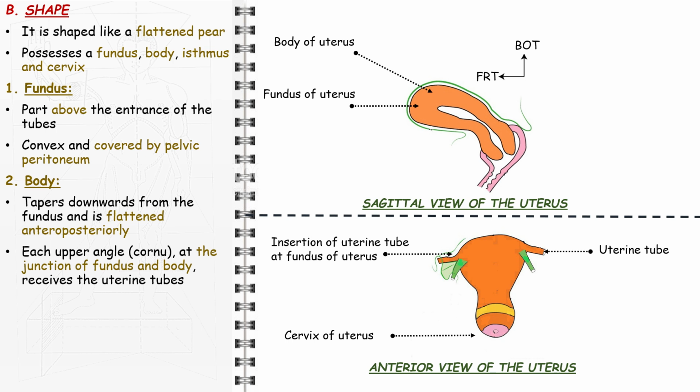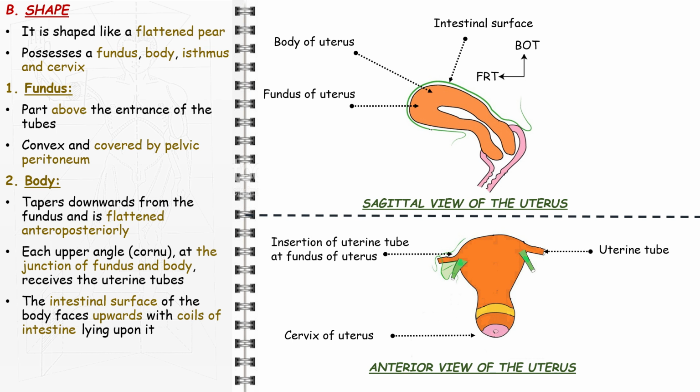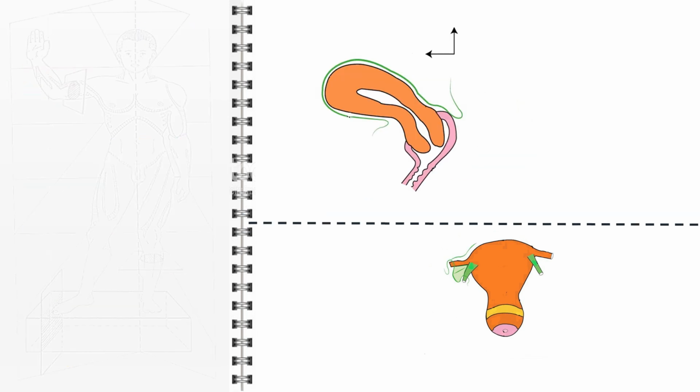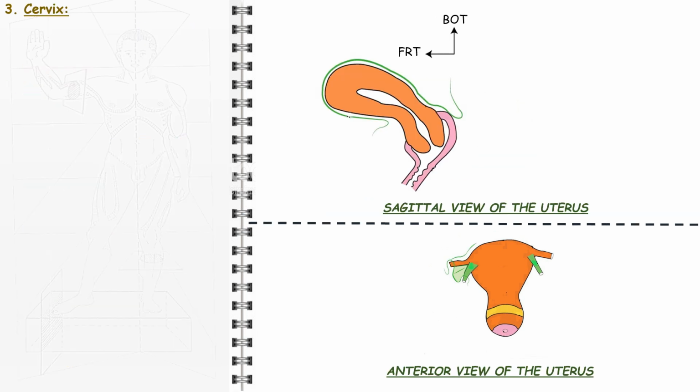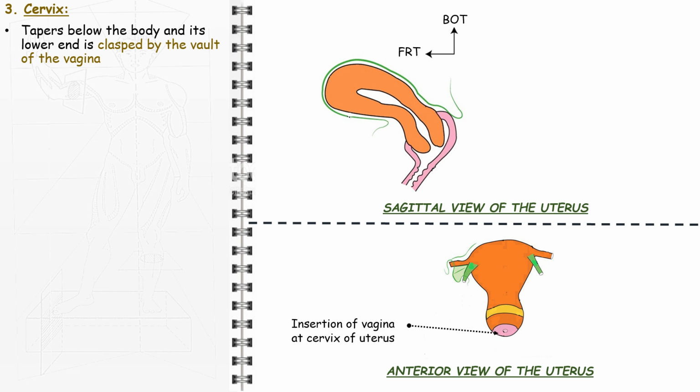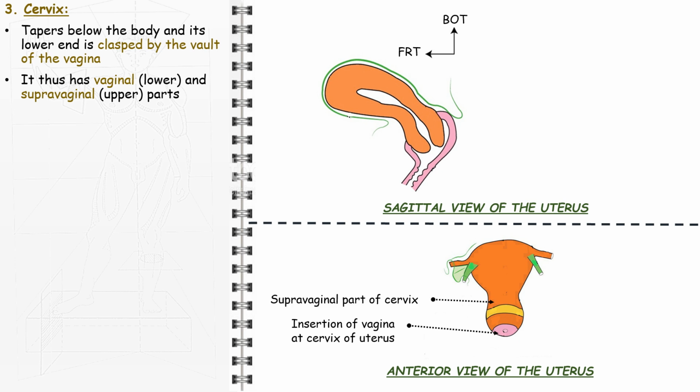The intestinal surface of the body, posterior, faces upwards with coils of intestine lying upon it, and the vesical surface, anterior, rests on the bladder. The cervix tapers below the body and its lower end is clasped by the vault of the vagina. The vault of the vagina is inserted, downwards, on the upper third of the cervix and, forwards, on the lower third. Thus, it is sloping downwards and forwards. Therefore, the cervix has vaginal, lower, and supravaginal, upper, parts. The supravaginal part is continuous with the body.